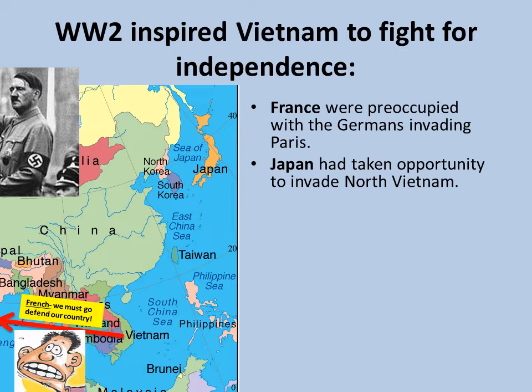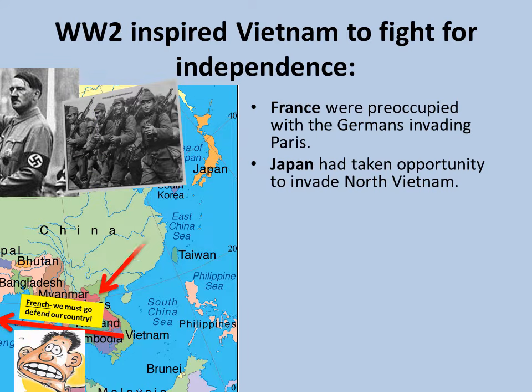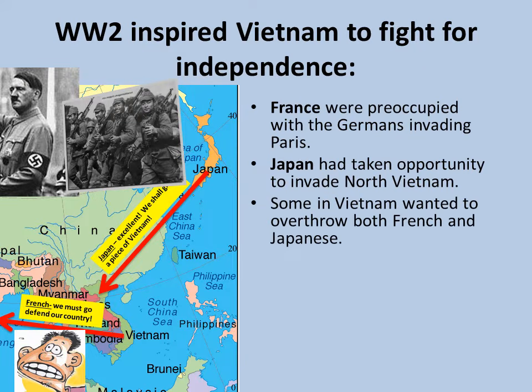It had already been successful invading China and decided to expand its territory further. Of course, people in Vietnam weren't going to stand for this. They'd been occupied by the French for such a long time, now occupied by Japan. Could they not just become their own country? So some people started to want to be inspired to overthrow both French and Japanese, and opposition groups were formed.